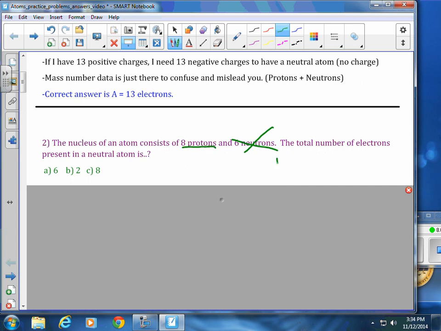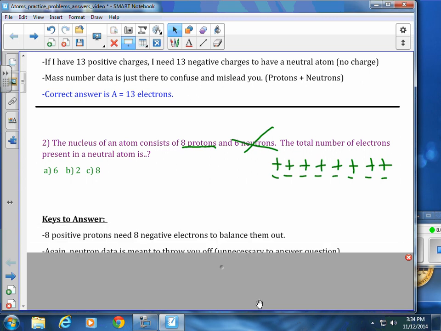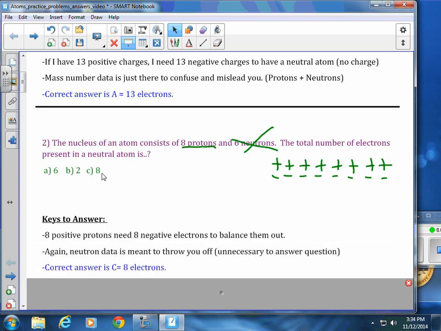So if I have 8 positive protons in my atom, again, 1, 2, 3, 4, 5, 6, 7, 8, then that means I need 8 negative electrons to balance those out. So when I'm making a neutral atom, I need the same number of protons as I have electrons. And again, here is my answer. My answer would be C, 8 electrons.